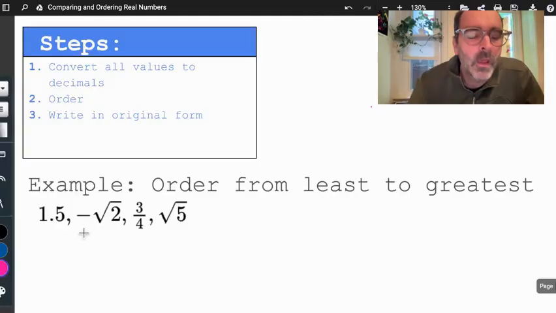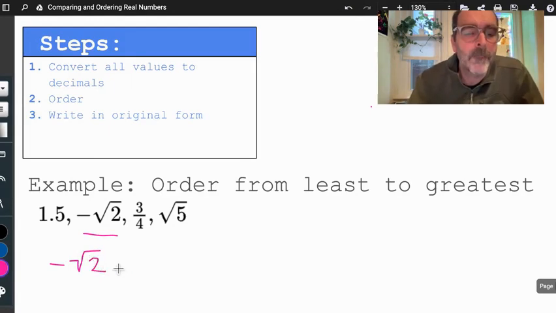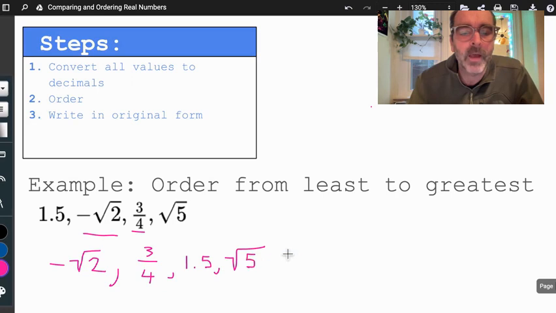First value, the smallest value was the negative square root of 2, followed by 3/4, followed by 1.5. And lastly, we had the square root of 5. And we're done.